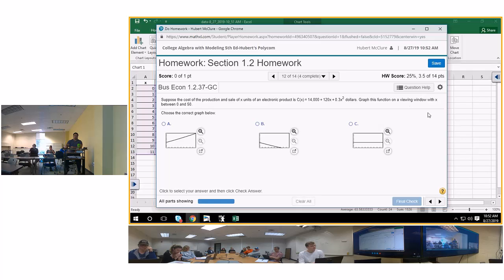Suppose the cost, blah, blah, blah. Graph the function. This is a good one because you actually have to think, all right? Graph the function of a viewing window with x between 0 and 50. You have to go to the window and put an x min of -5 and an x max of 60. Now, why would I do -5 and 60? So you would be able to see what it looks like past those limits, okay? So type it in, set the window to -1 to 60, -5 to 60, -10 to 60, -1 to 61, just to see what it looks like. That's the calculator drill. It's not a test question.